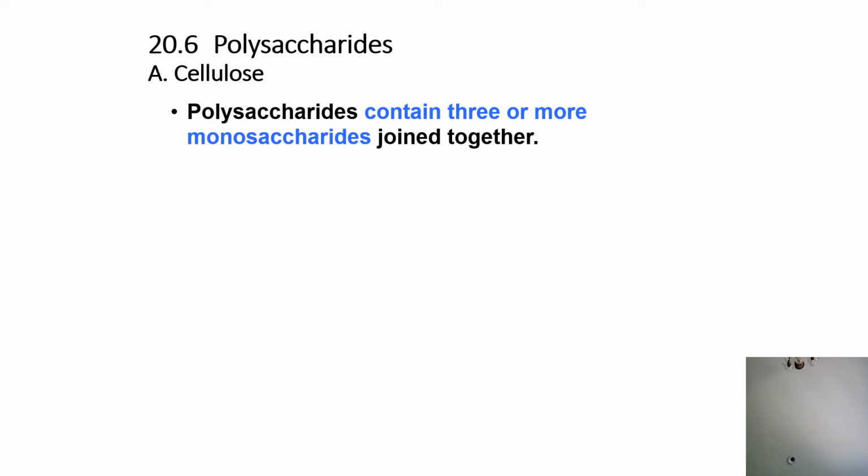Now we're going to take a look at the polysaccharides. Cellulose is the first one we're going to look at. And just to reiterate, or remind you from the first video, polysaccharides contain 3 or more monosaccharides linked together.